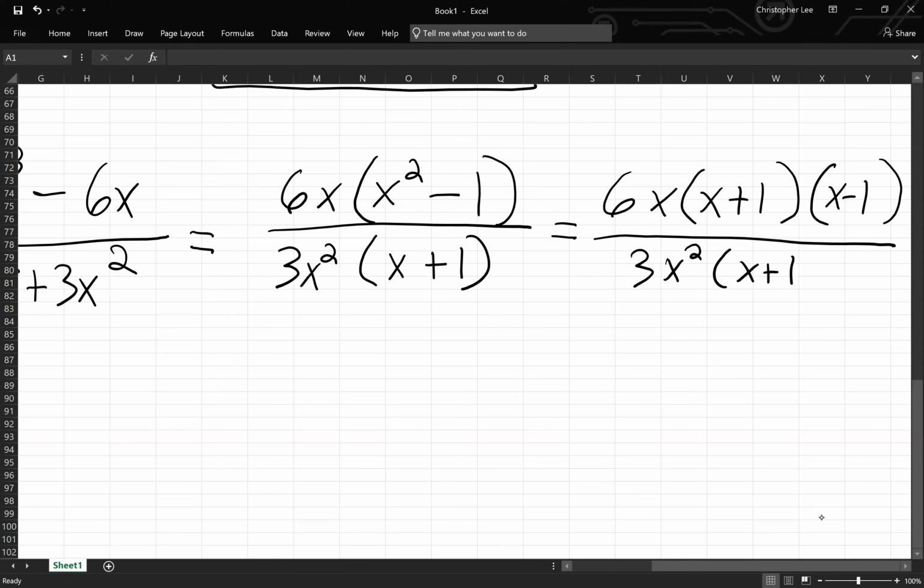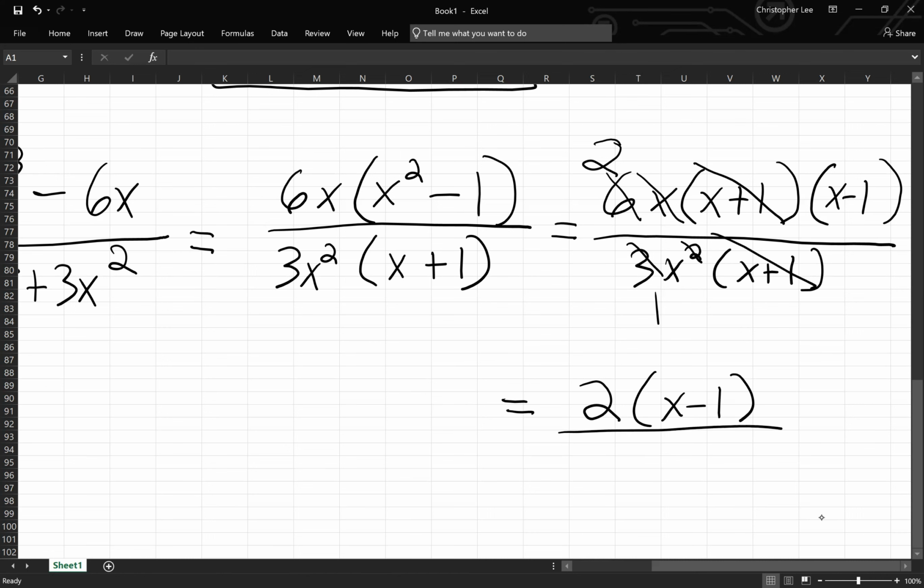And after that, just cross out the like terms. We have plus 1 here, plus 1 here. 3 goes into 3 once, and 3 goes into 6 2 times. And then we can cross out this X with the square. So what's left over? I have 2 times X minus 1 over just X. I cross out the square, not the X.